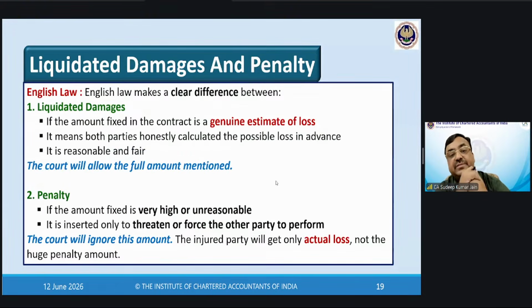English law makes a clear difference between liquidated damages and penalty. It says if the amount fixed in the contract is a genuine estimate of loss, it means both parties honestly calculated the possible loss in advance, and it is reasonable and fair, the court will allow the full amount mentioned. Penalty means the amount fixed is very high or unreasonable, inserted only to threaten or force the other party to perform. The court will ignore this amount. The injured party will get only the actual loss, not the penalty amount, right?